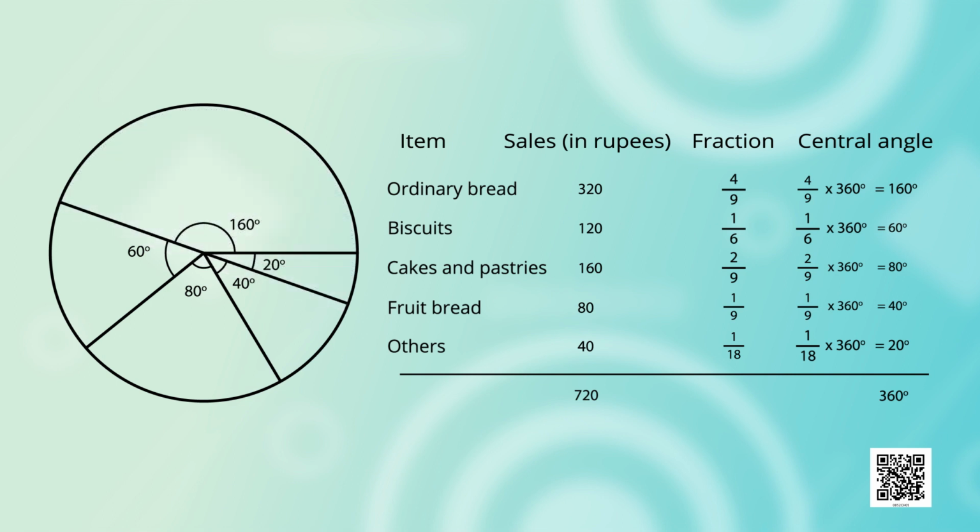So children, the sector of 160 degree represents ordinary bread. The sector of 60 degree central angle represents biscuits. The sector of 80 degree represents cakes and pastries. 40 degree represents fruit bread and 20 degree represents others. So we have got a pie chart.